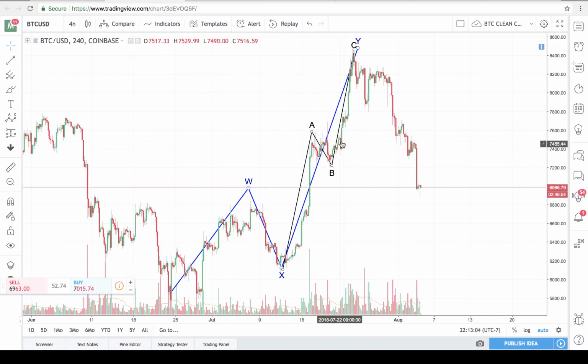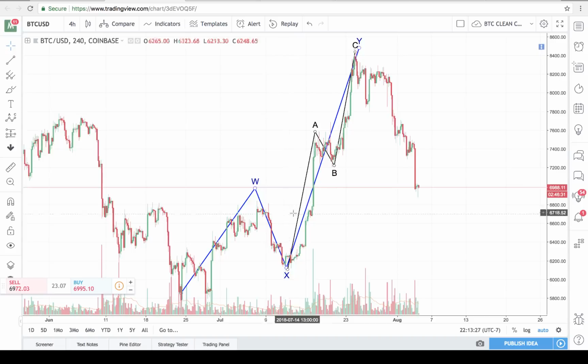Corrective waves can be simple or complex. In this case, we're getting a complex corrective wave, or a complex X wave, in the form of a double combo with an A wave, a 5-wave structure, a B wave, and then another C wave, which is another 5-wave structure, giving us a larger 3-wave structure, and keeping everything in play as far as this being the top goes.